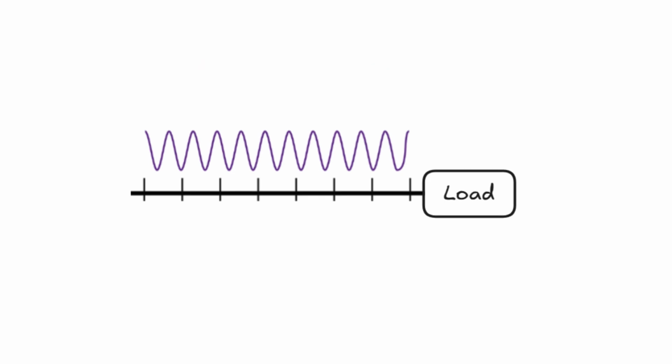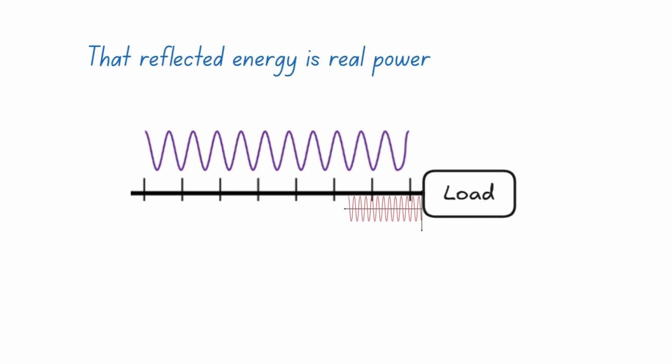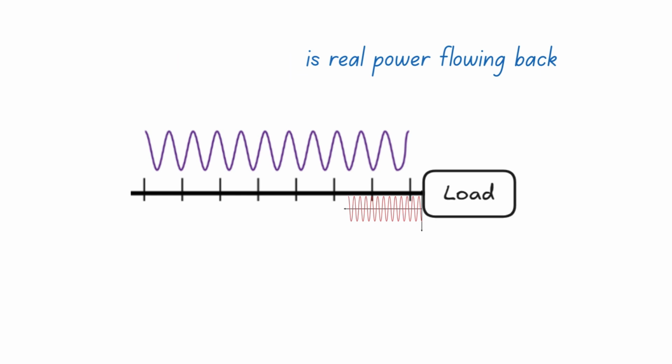And when that wave hits a mismatch, energy doesn't just vanish. Part of it continues. Part of it reflects. That reflected energy is real power flowing back, again, in the fields.